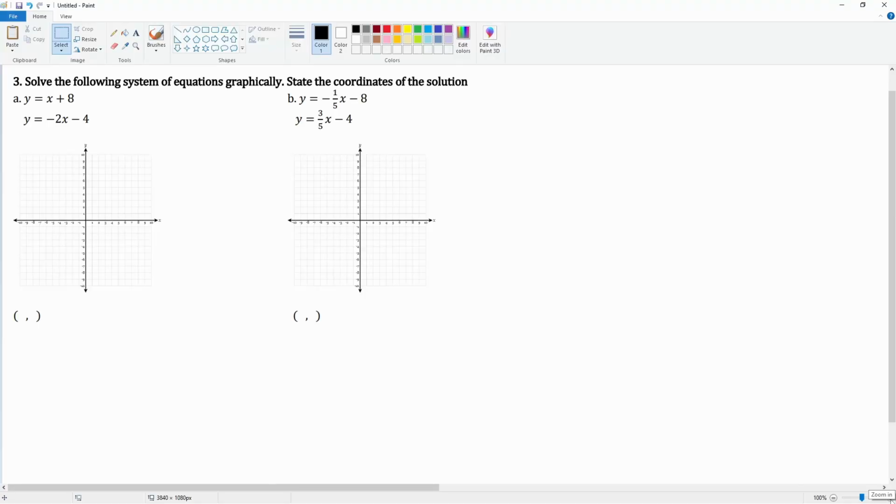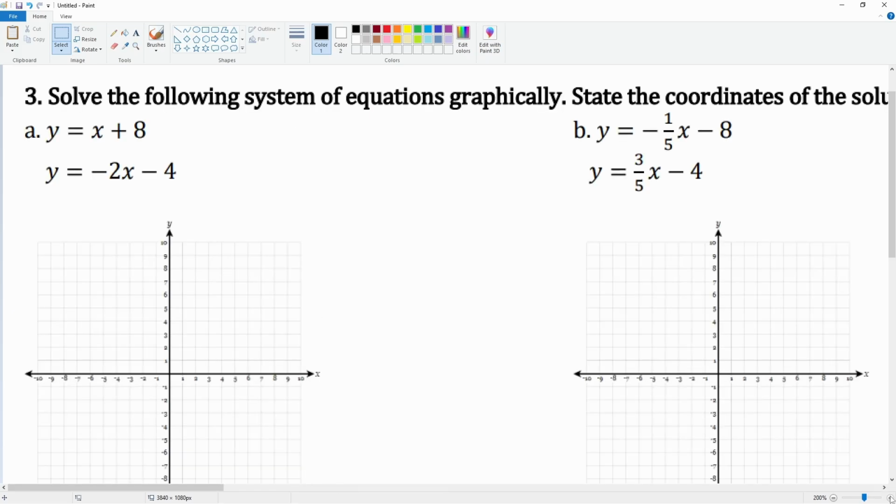Chapter 6, number 3, we are going to solve the following systems of equations graphically, then state the solution of the coordinate. So first of all, here we have two equations, and I'm going to distinguish them by two colors so I can tell them apart. The first one I'm going to graph in red. So let's graph the first one.